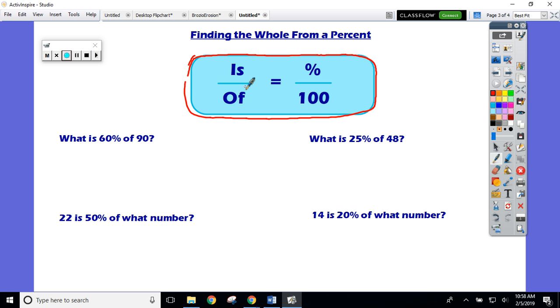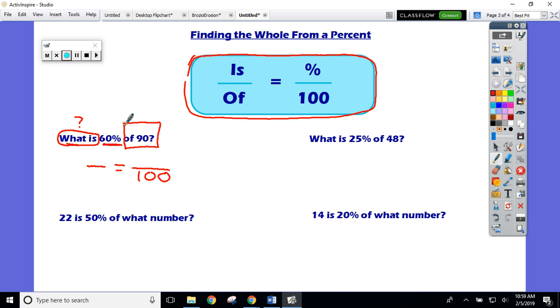So I can use that when I look at a problem like what is 60% of 90. I'm going to draw the beginnings of my proportion. I'm always going to have 100 in the bottom right when I'm drawing these proportions. I've got a couple things going on here. I have an is. What is? What kind of implies a question? I have a 60% and I have an of 90.